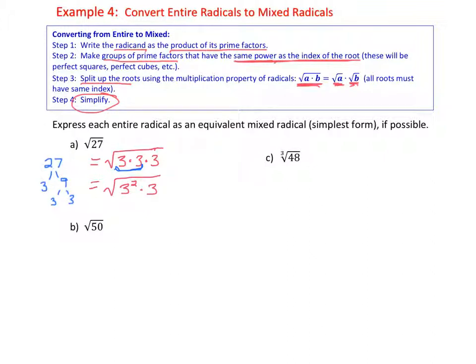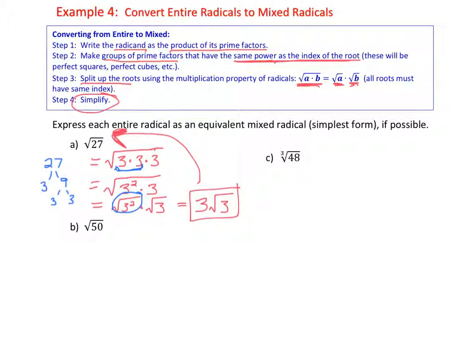3 times 3 is 3 squared, and then we break apart our roots. So the square root of 3 squared times the square root of 3. In step 4, we simplify the perfect square that we found. The square root of 3 squared is just equal to 3, and then we can't simplify the square root of 3 anymore, so we leave it as square root of 3. So 3 times the square root of 3 is equivalent to the square root of 27.